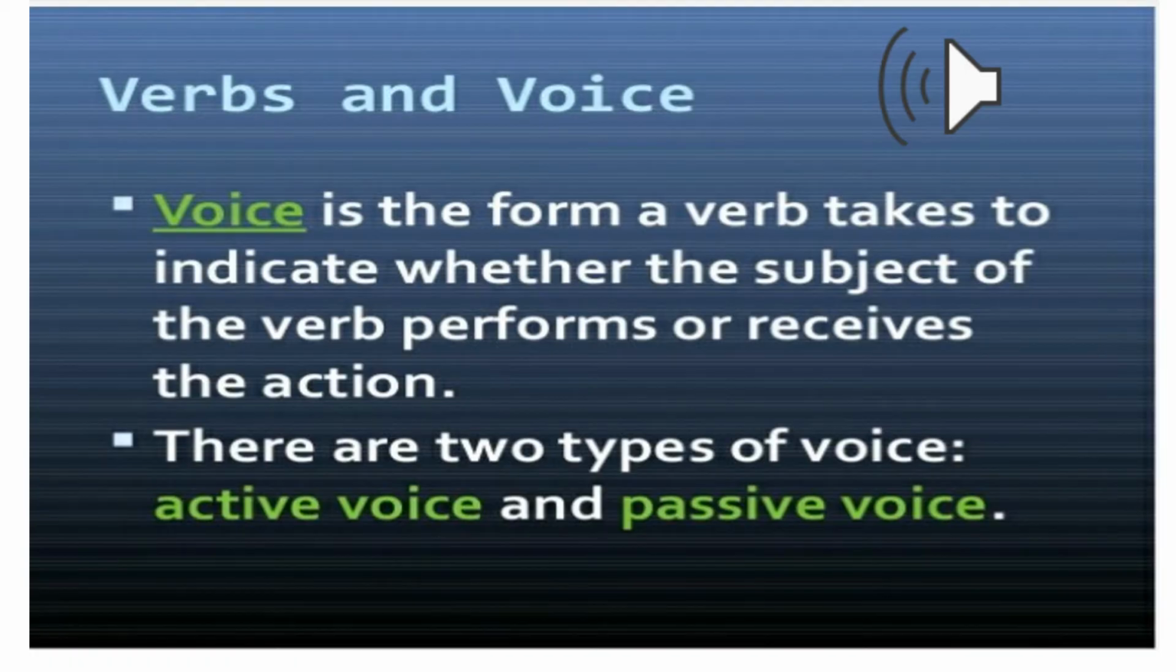In grammar, the voice of a verb describes the relationship between the action that the verb expresses and the participants identified by its argument, that is, the subject or the object. There are two types of voice, active voice and passive voice.